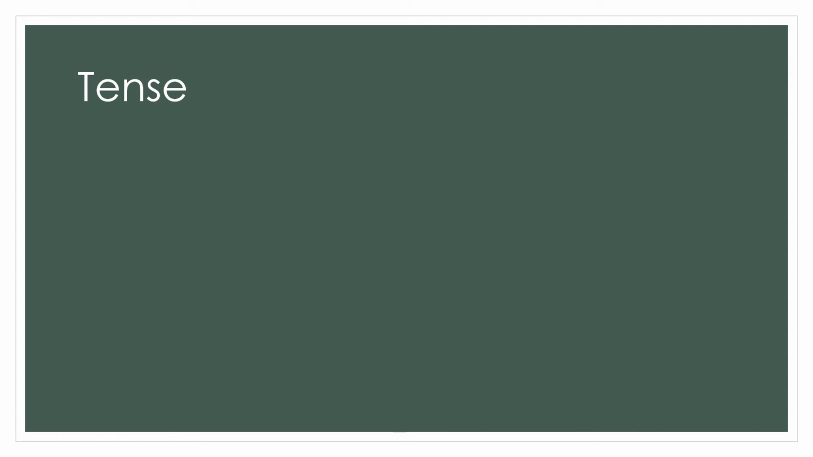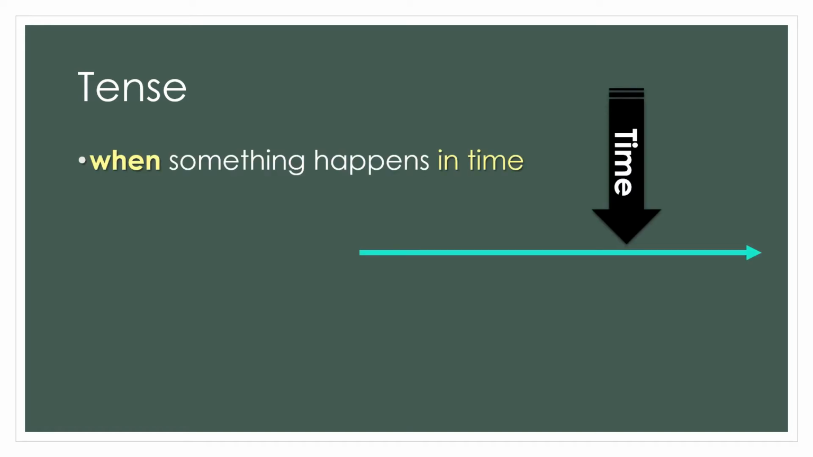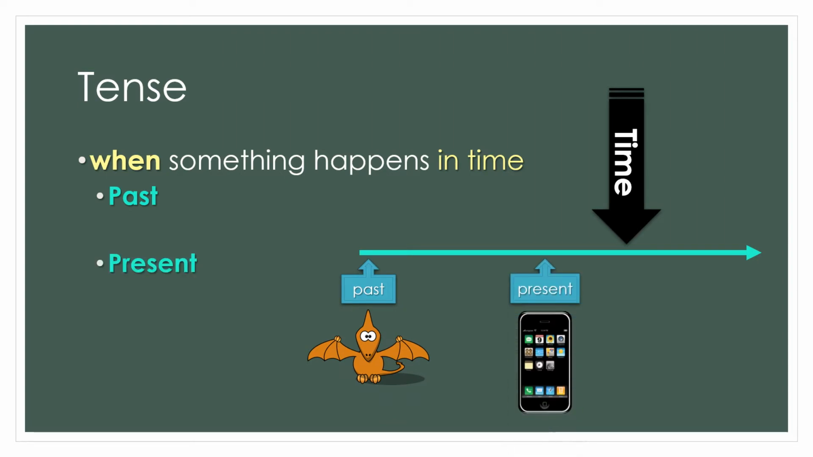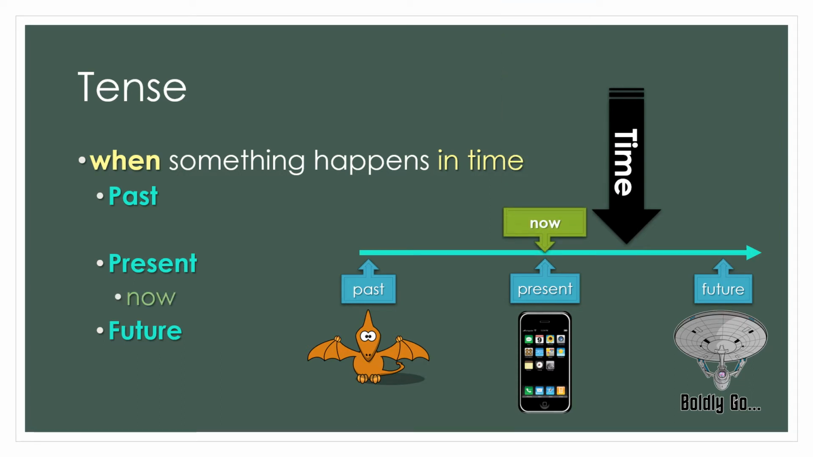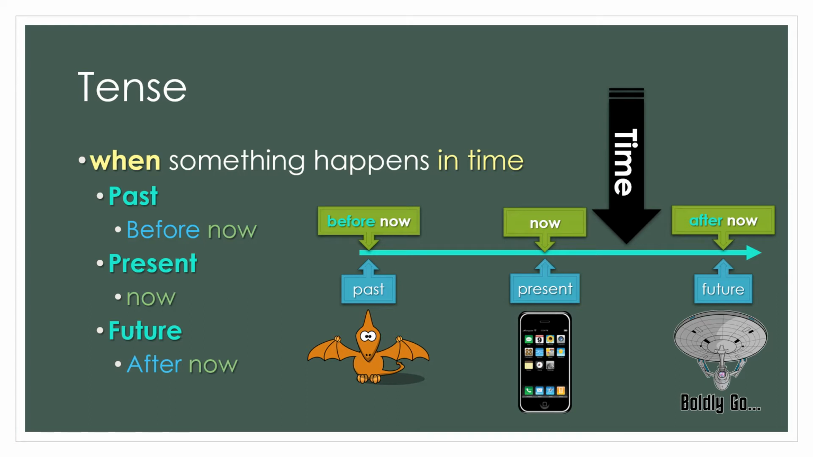As we learned in Unit 1C on present continuous, tense is when something happens in time. English has 3 tenses: past, present, and future. The present is an event that happens now. The past is an event that happens before now, and the future is an event that happens after now.